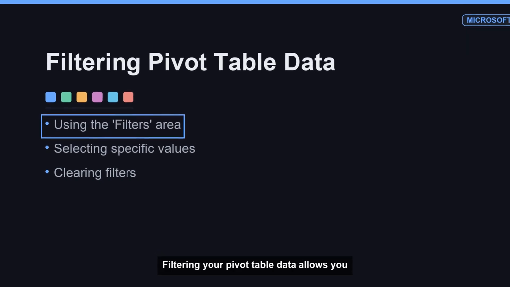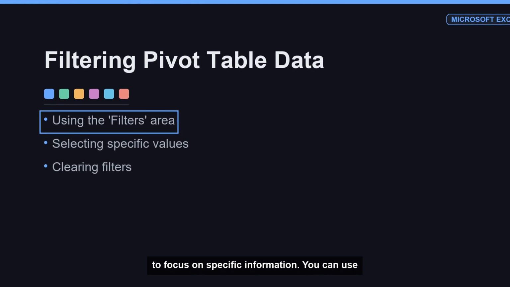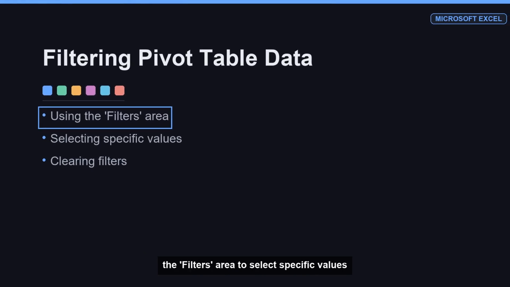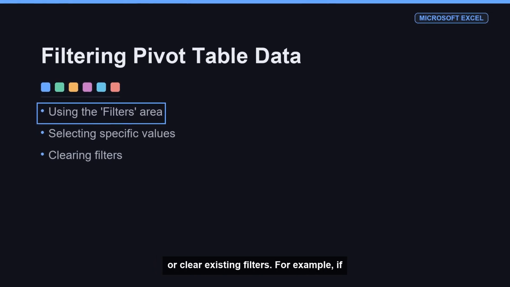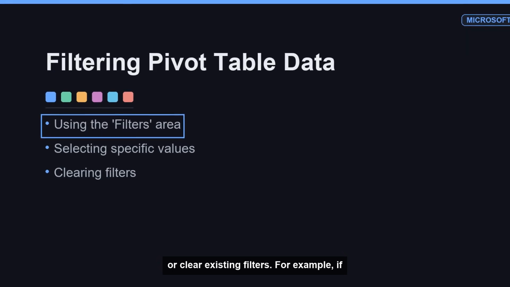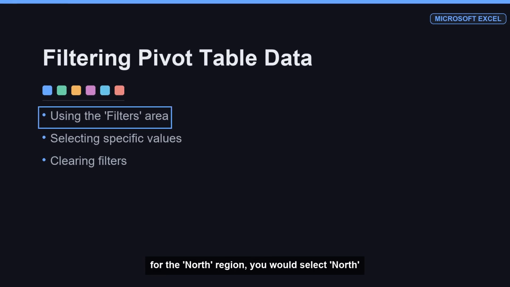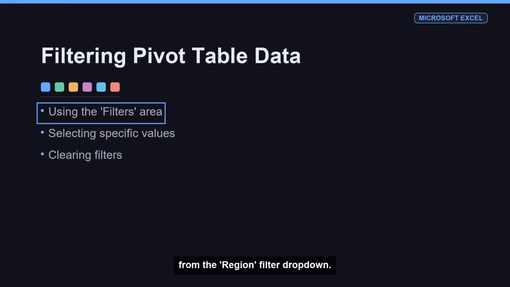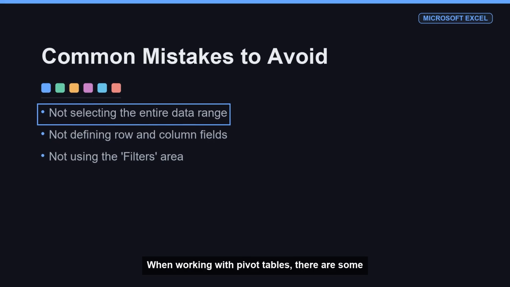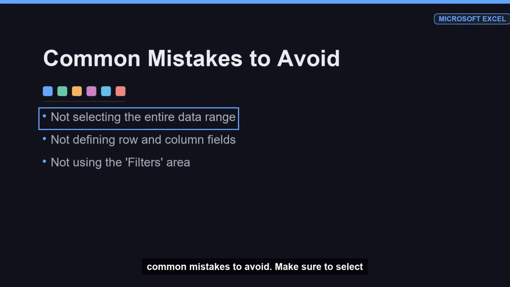Filtering your pivot table data allows you to focus on specific information. You can use the filters area to select specific values or clear existing filters. For example, if you want to see only the sales data for the North region, you would select North from the Region filter dropdown. When working with pivot tables, there are some common mistakes to avoid.